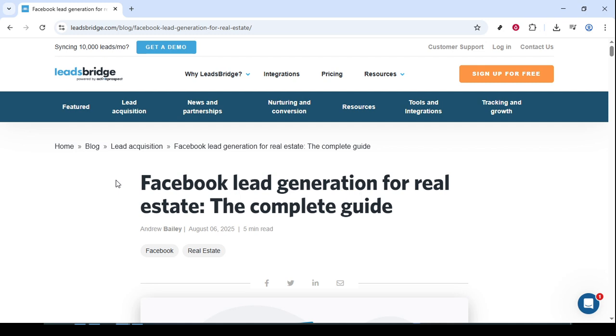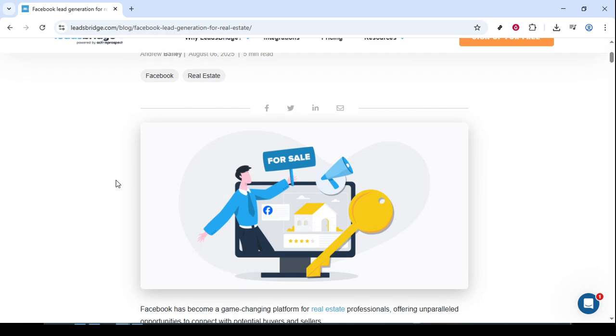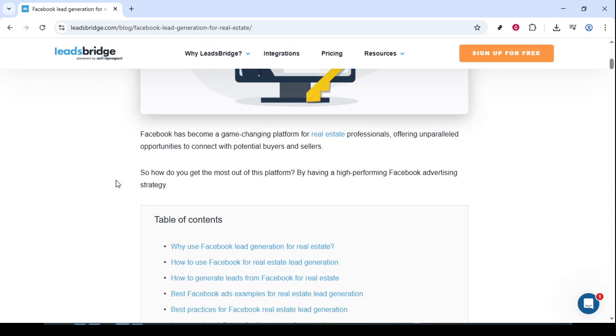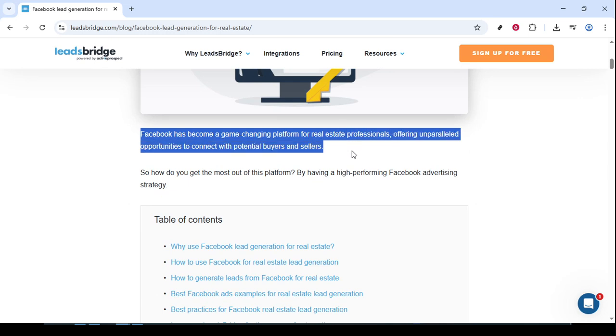First, it's essential to understand why Facebook is a game changer for the real estate industry. The platform provides unparalleled opportunities with its massive audience reach. This is why having a high-performing advertising strategy is not just beneficial, but crucial to making the most of what Facebook offers.